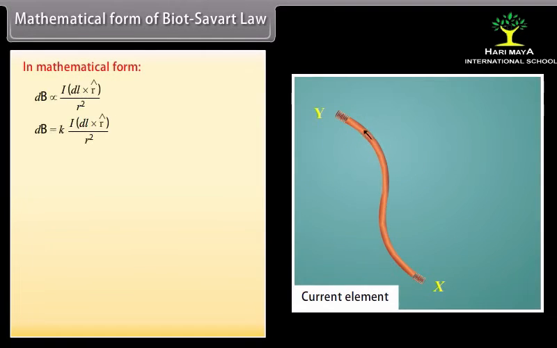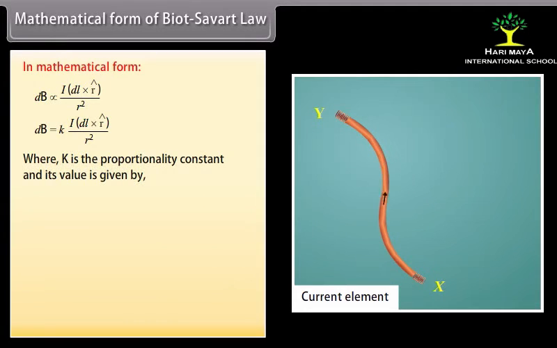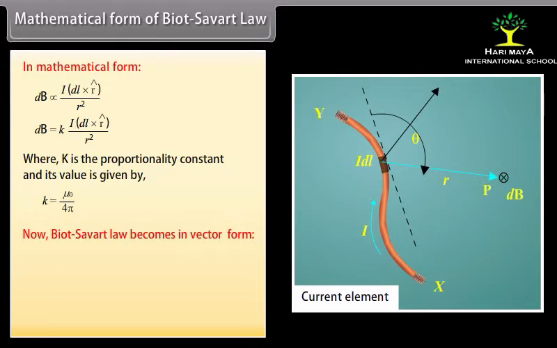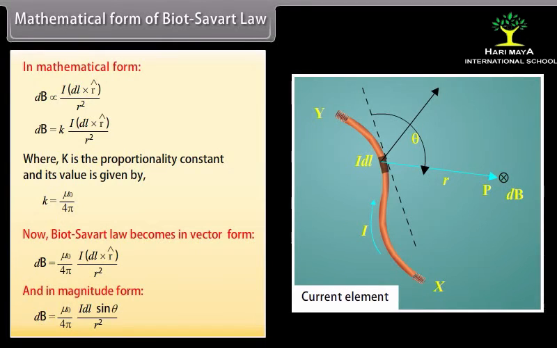Mathematical form of Biot-Savart Law. In mathematical form, dB is equal to K multiplied by I and cross product of dl and r cap divided by r square, where K is the proportionality constant and its value is given by mu naught upon 4 pi. Now Biot-Savart Law in vector form is given by dB is equal to mu naught upon 4 pi multiplied by I and cross product of dl and r cap divided by r square. And in magnitude form, dB is equal to mu naught upon 4 pi multiplied by I dl sine theta divided by r square.